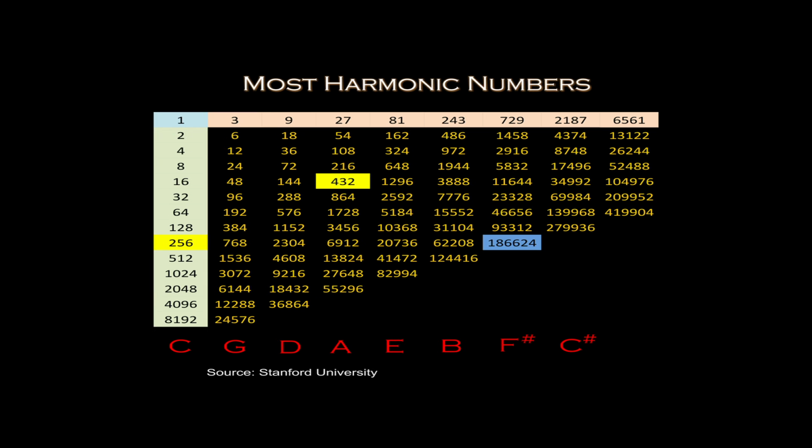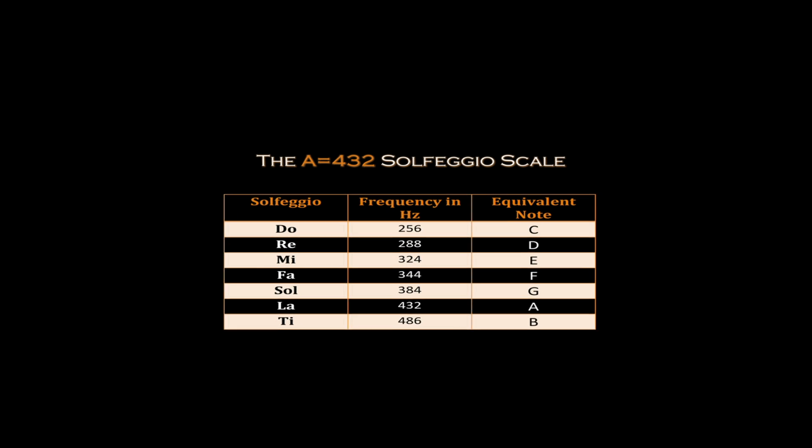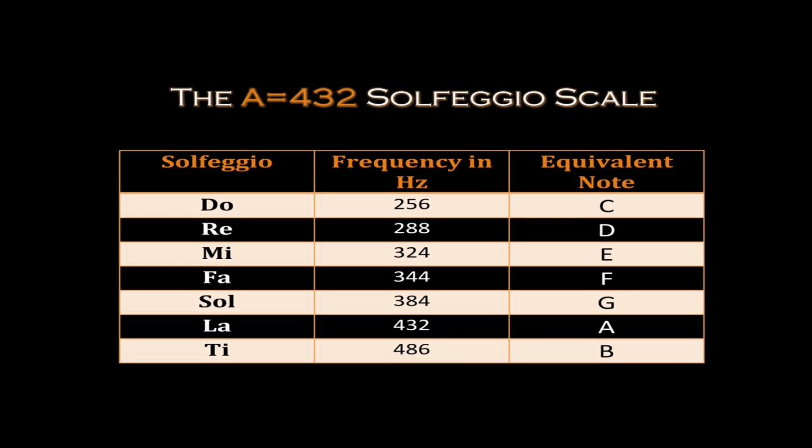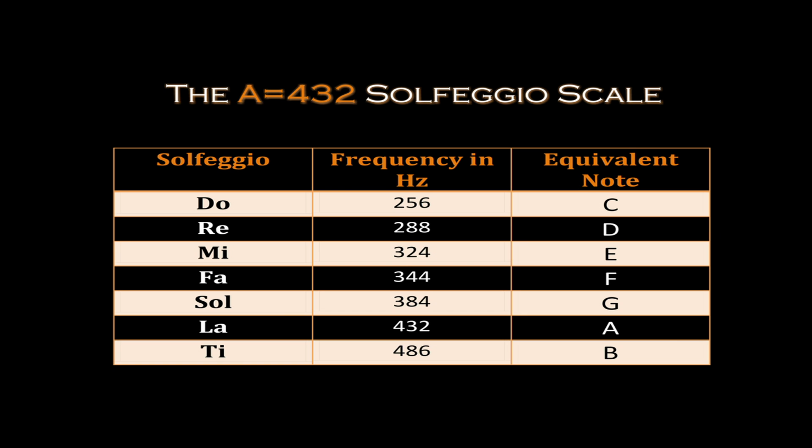But you don't see the 440 hertz or the 528 hertz. It's not in the matrix because it's not part of the most harmonic numbers. So when you understand the cosmic 432 and how it is interwoven throughout everything in nature, then we can reveal the true solfeggio scale. As you see in this graphic, the solfeggio is on the left, the do, re, mi, fa, sol, la, ti. The frequency in hertz is in the center column, and the equivalent note is on the right. So for the first time, we're able to reveal the true solfeggio scale using Pythagorean tuning and the frequency of the cosmos.